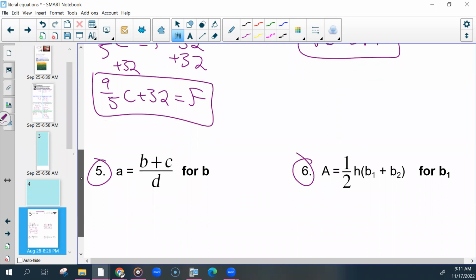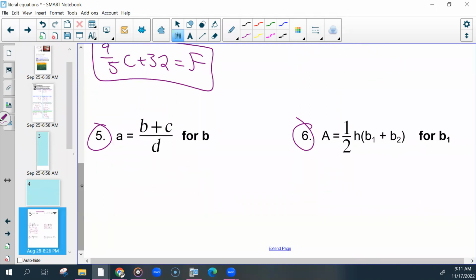For number 5, gonna be similar. B is being added to C. It's also being divided by D. We have to get rid of D before we can do anything else. So multiply D on both sides. But when you do that, think about B plus C like in parentheses. We're not actually going to distribute. We're just multiplying so that the D cancel. Again, it doesn't matter if you put AD or DA, they're both the same.